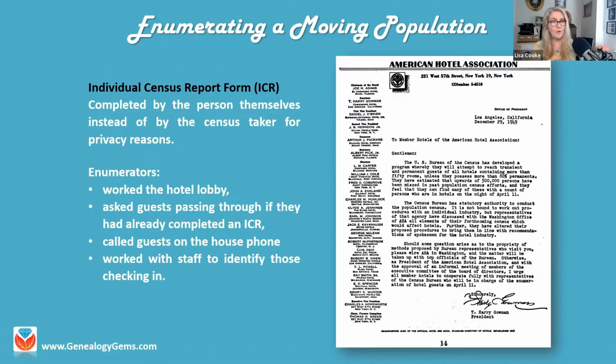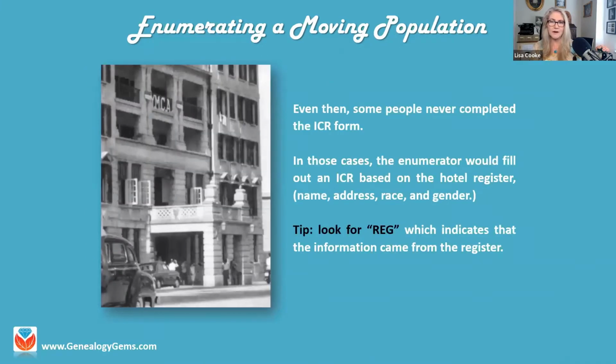So they worked the hotel lobby and talked to people. They asked the guests that were coming and going. They call up to their rooms and try to reach them. And worst case, they would talk to the lobby staff, the hotel staff, the YMCA staff, and try to fill in the blanks, right? So sometimes they're getting this information directly from the person. Sometimes they're getting it from somebody who works there. Even with all that effort, sometimes people never completed the ICR form. And so in those cases, they did fill it out themselves.